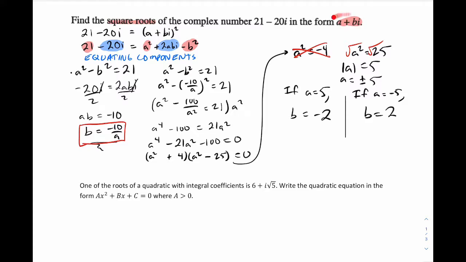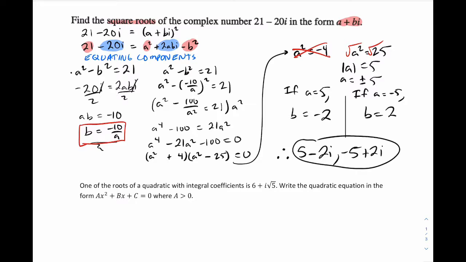So now I'll put it back in the form I want, a plus bi, for the two answers. So I write, therefore, our answers are going to be 5 minus 2i and negative 5 plus 2i. And there's our answers.